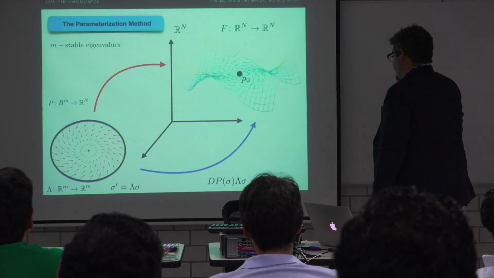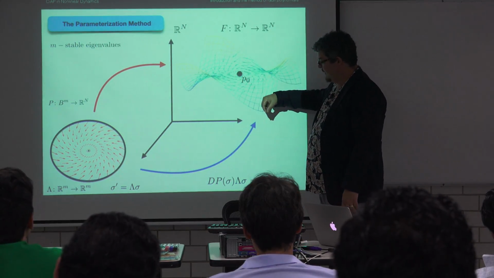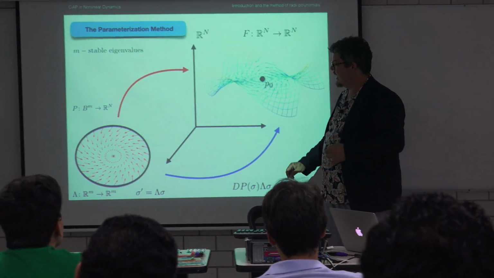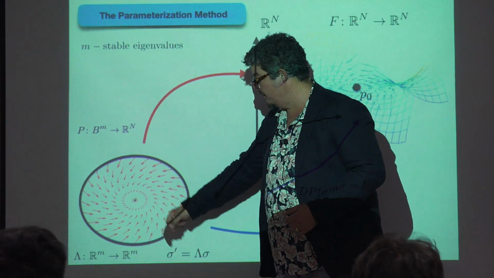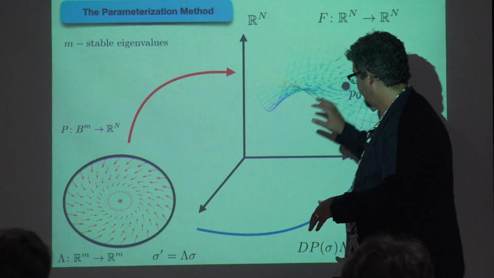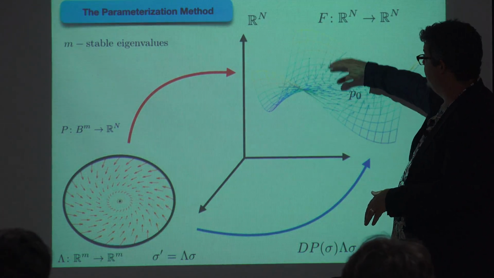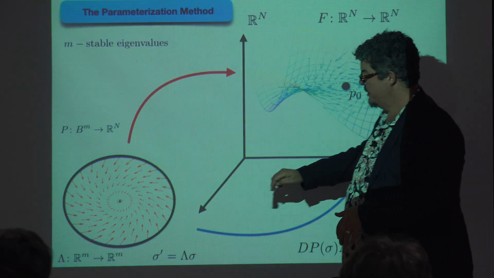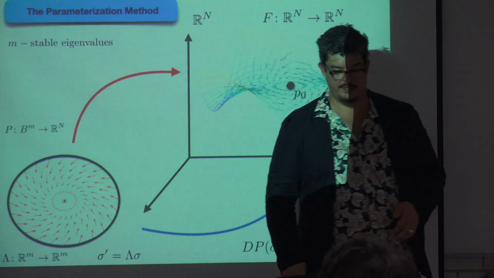So why do we want these vector fields to match? If these vector fields match, then they generate the same dynamics. And the dynamics over here, I know. So if the push forward of this vector field matches the dynamics given by F, then the dynamics on this disk should be conjugate to the dynamics over here.